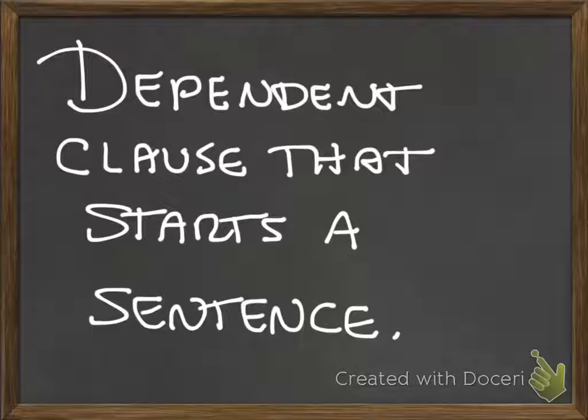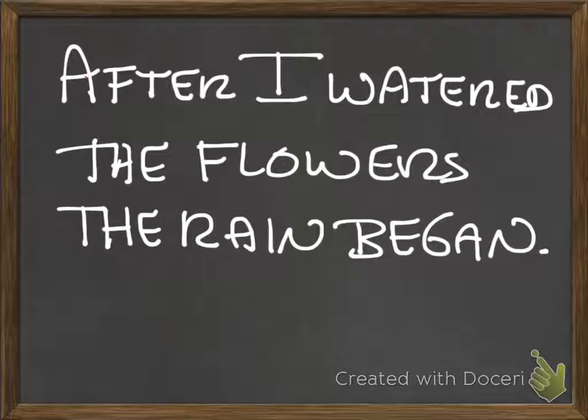Another time that we use commas is when a dependent clause starts a sentence, when a sentence begins with a dependent clause. So, for example, after I watered the flowers, the rain began. Well, there are two clauses here. The second one, the rain began, that's an independent clause. Very obviously an independent clause. But the first one, after I watered the flowers, is a dependent clause. It could not stand alone as a sentence. After I watered the flowers, what?